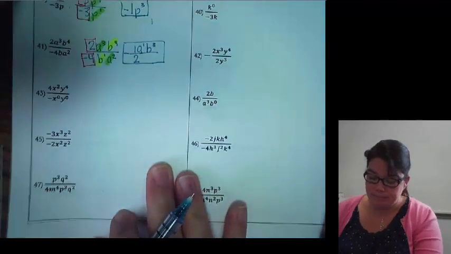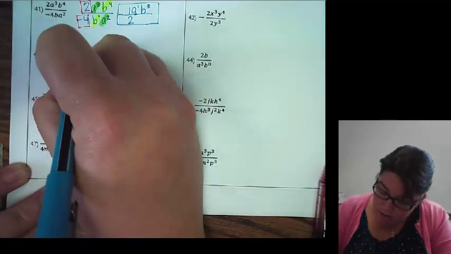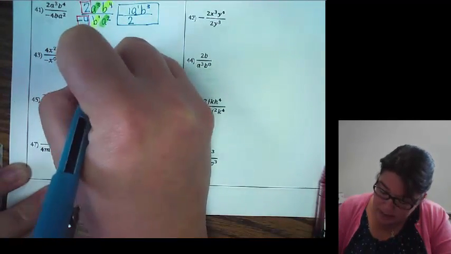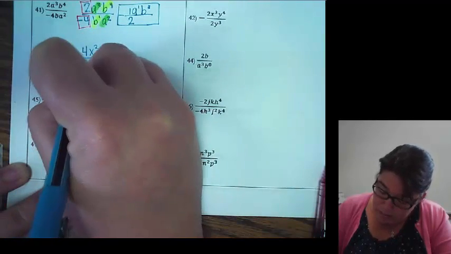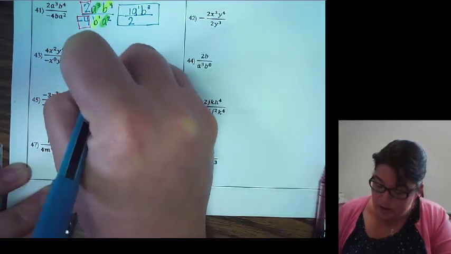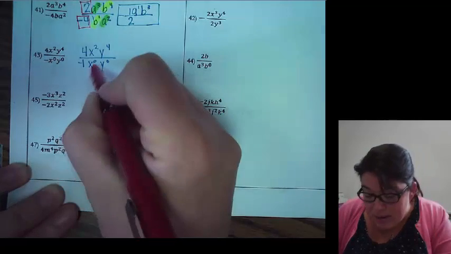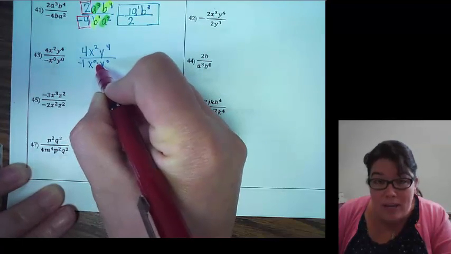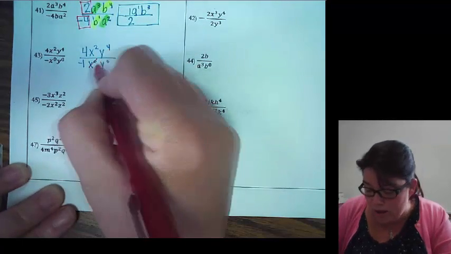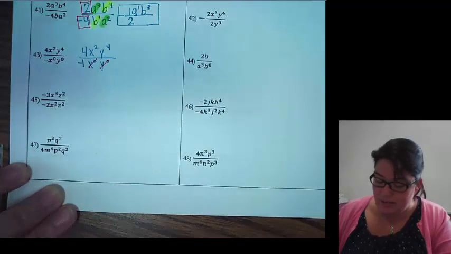43. Coefficient, base, exponent, base, exponent. But remember, these base exponents, because the exponent is 0, become 1. So this is 1, this is 1. They kind of cancel themselves out.